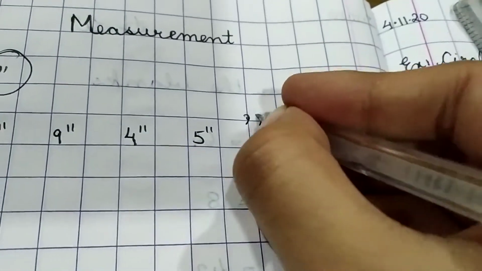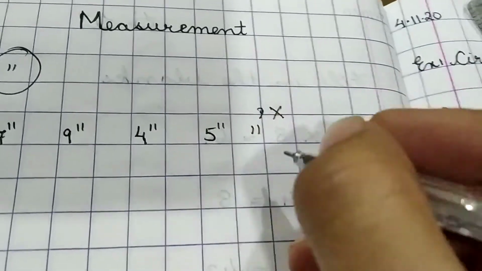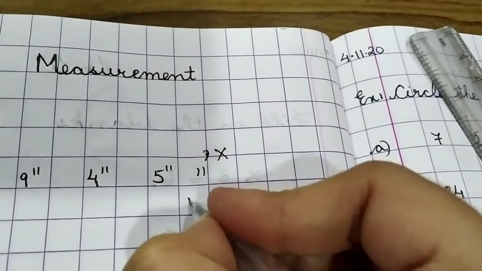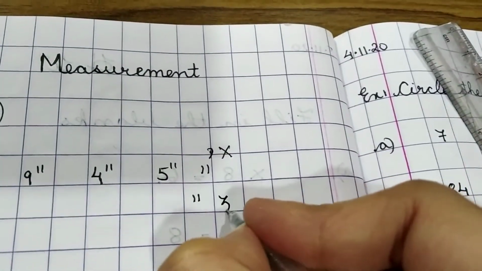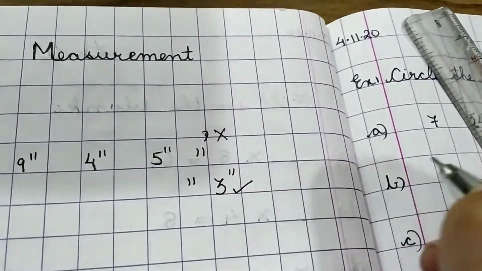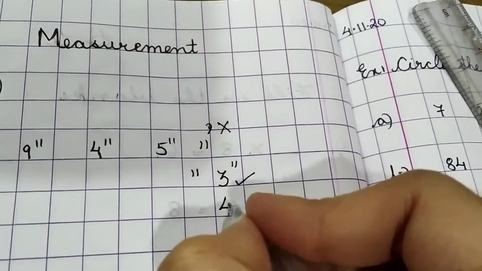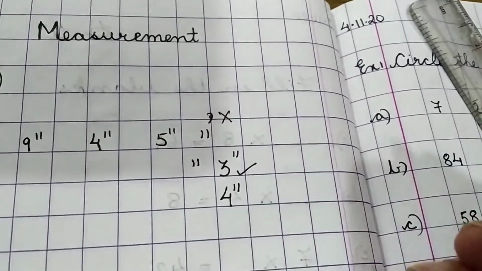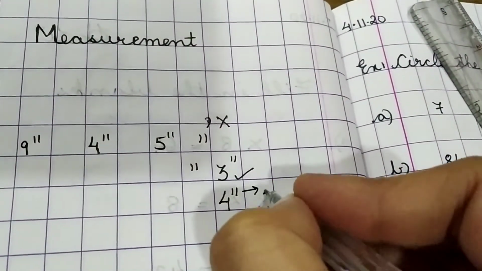No, not like this. You will just put a mark like this. Just bend your pencil and put a mark like this. So if I have to denote 3 inches, I will write 3 over here and this mark. So this will be the correct way of writing 3 inches. Then if I have to write 4 inches, you will write 4 and then this particular mark. So this is your inch mark.